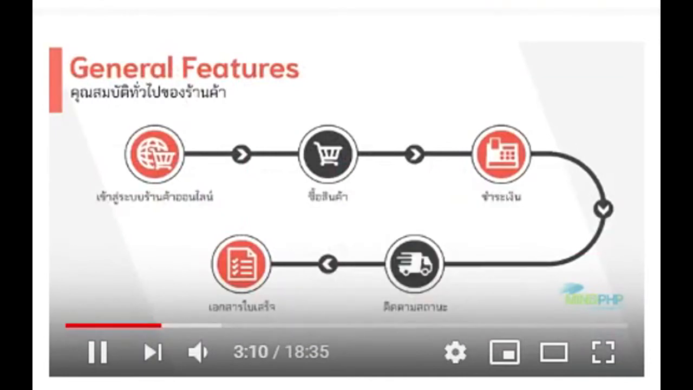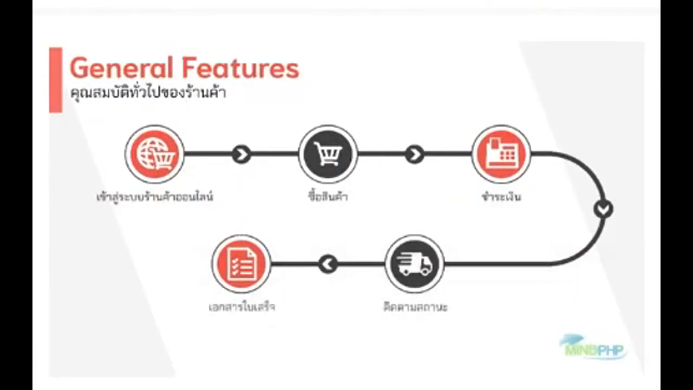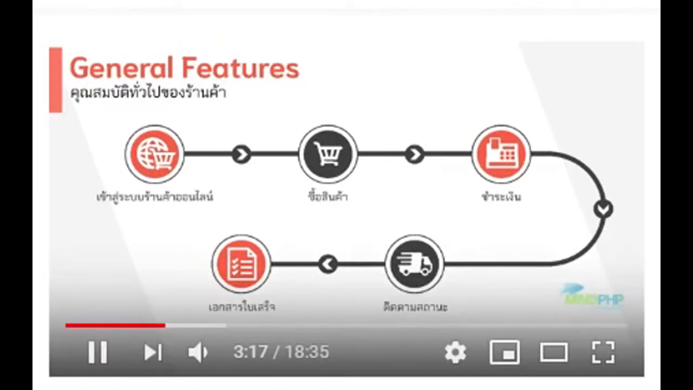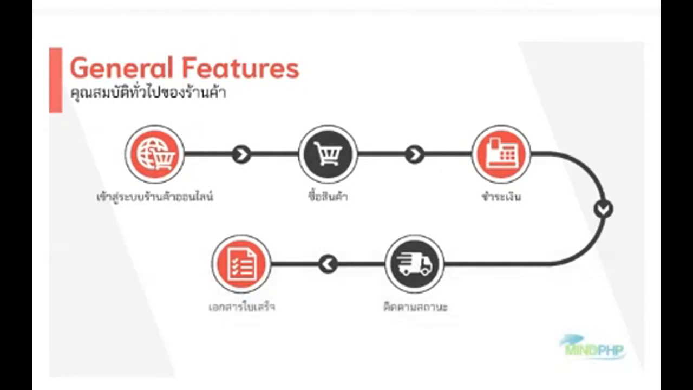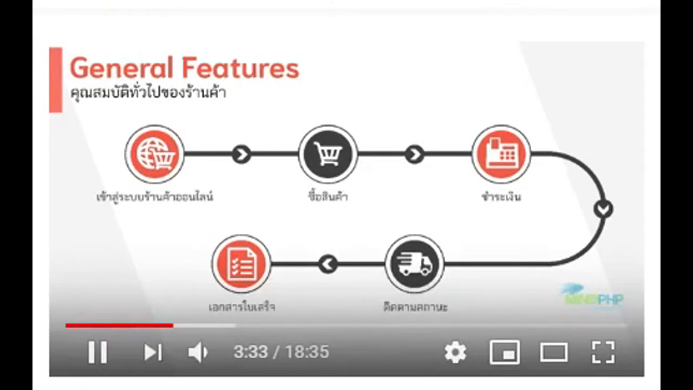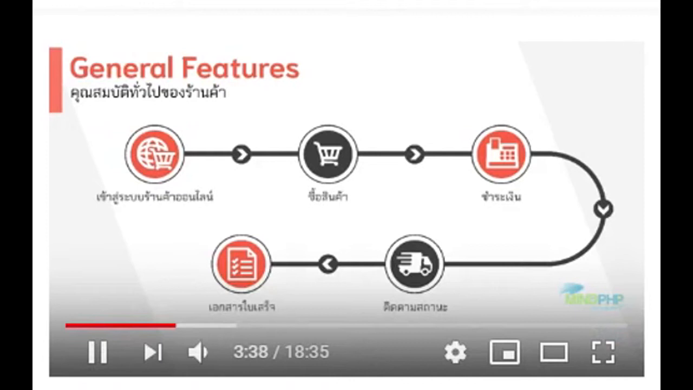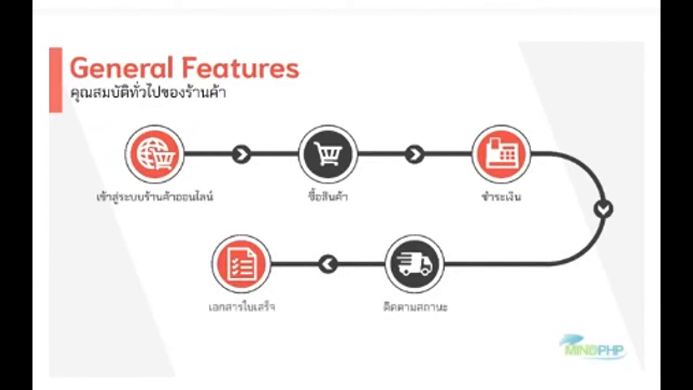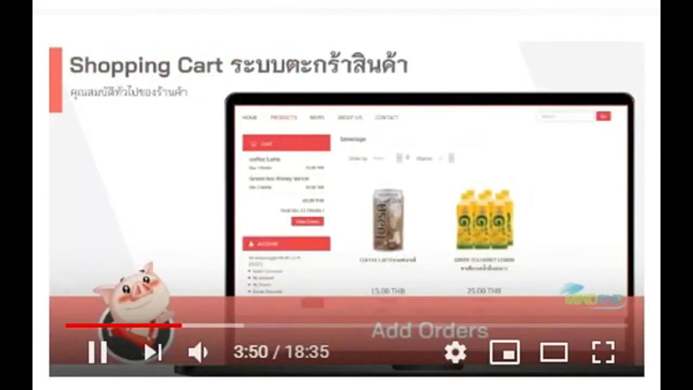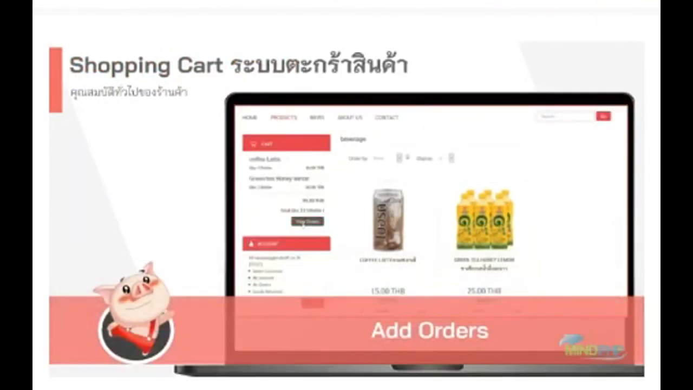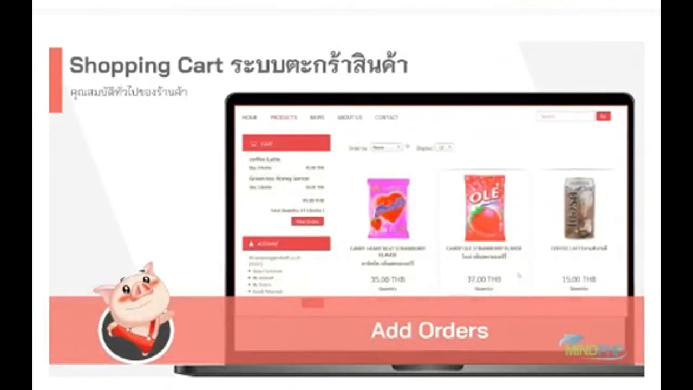Next, the general features of MooZiiCart. Since this website is designed to be an online store, this is how it works. The customer enters the website, then chooses the product and payment. After that, they can track the delivery status and collect the receipt. On our website, you don't have to sign up in order to see the information of the product, and the registration is not complicated.